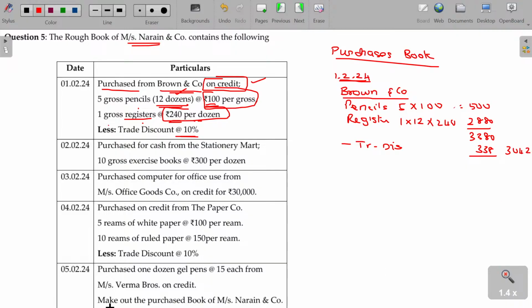So from Brown and Co, we have purchased two different items. One is pencil, another one is register. Pencil purchased in 3 gross. 1 gross is equivalent to 12 dozens. Currently, we never bother about that. 1 dozen is equivalent to 12 units that you know. 12 dozen is equivalent to 1 gross.